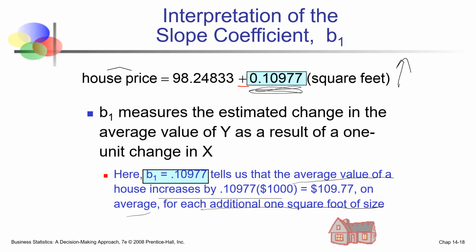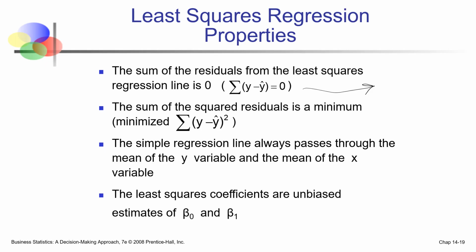Right now, here b1 = 0.10977 tells us that the average value of the house increased by 0.10977 thousand units. If we convert the 1000 units, it is 109.77 on average for each additional 1 square feet of size. It means that if you increase 1 unit in square feet, the house price is increasing by 109.77 on average. So you can easily understand the basic concepts of regression. So now we are learning the basic concepts.